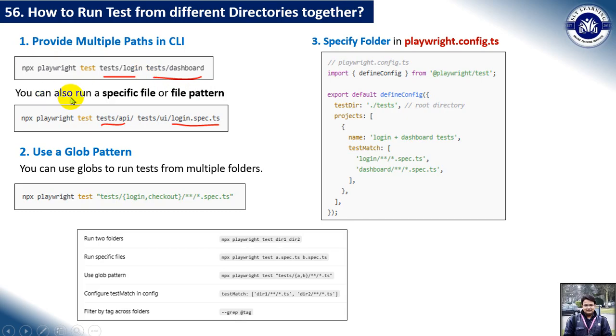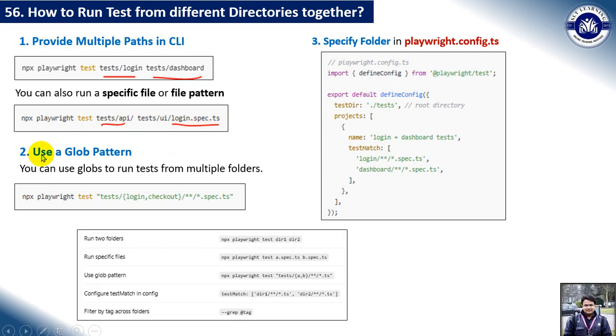And if you want to run a specific file, you can just say npx playwright test, then this is the api directory, and then this is another, tests/ui/login.spec.ts. For the first one it will execute all the test cases under the API folder, and for the other one it will execute only login.spec.ts.